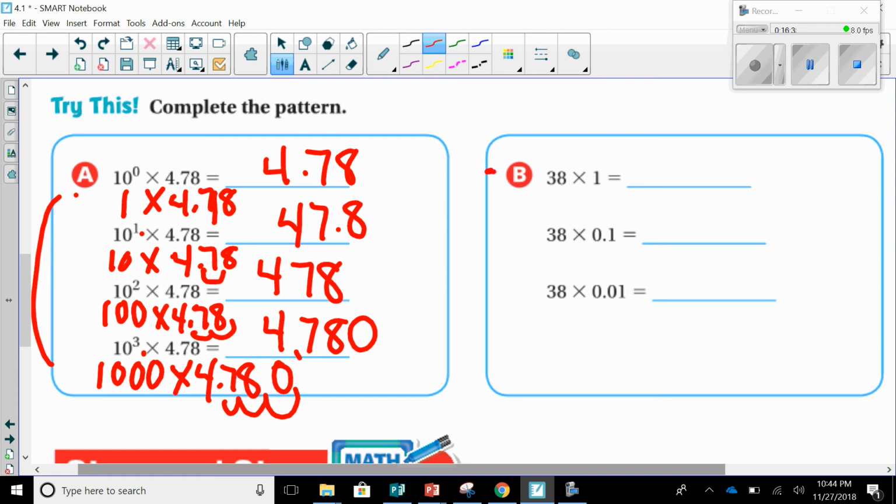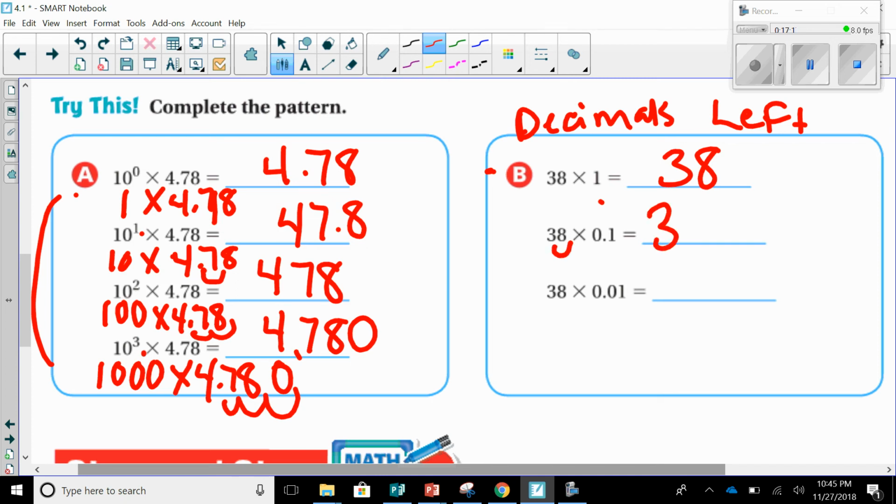So let's look at B. Little refresher course on whole numbers. They kind of switched it around. There's a whole number first, but it's not the power of 10. So we want to look over here for the power of 10. So 38 times 1 is 38. And then 38 times 1/10. Okay, if I'm looking with decimals, I'm moving to the left. So my decimal would be here. I'm going to move it 1 spot to the left. So that would leave me with 3.8.